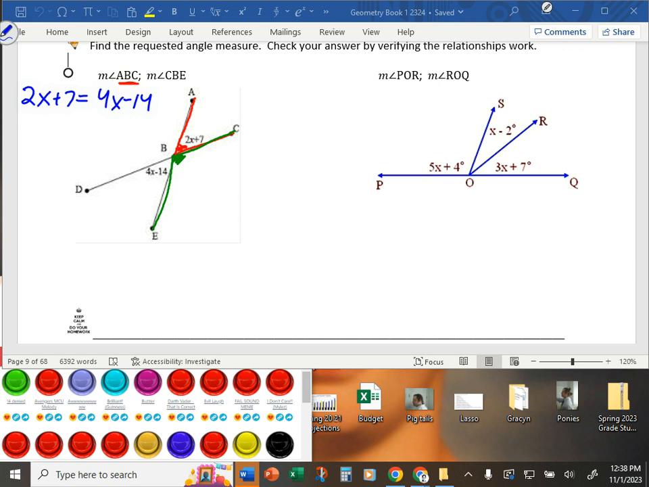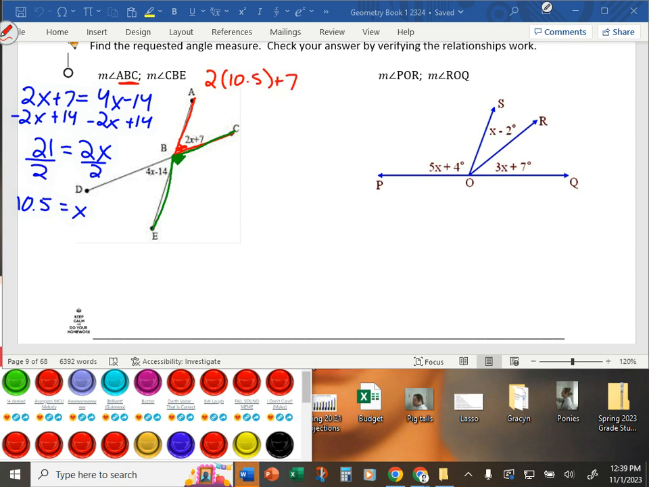So now we've got a classic variables on both sides equation. I'm going to move my 2x's over to the right. I'm going to add 14 to both sides to move everything where I need it to be, and I get 21 equals 2x. And what's our value for x? 10.5, right? Divide both sides by 2, and we get 10.5 equals x. Now that's not my answer, right? I'm looking for what is the value of ABC. ABC is 2x plus 7, but I now know that x is 10.5.